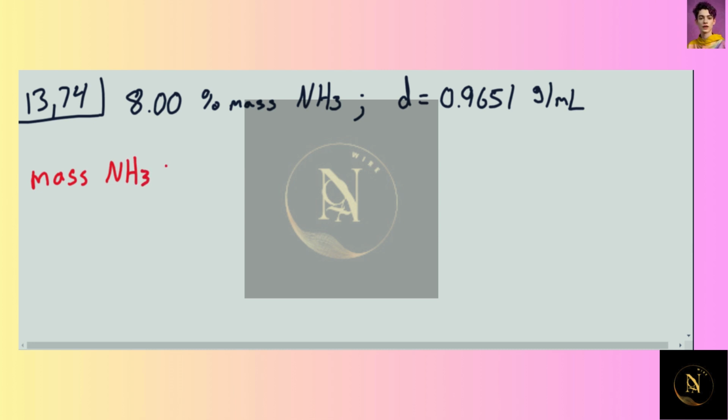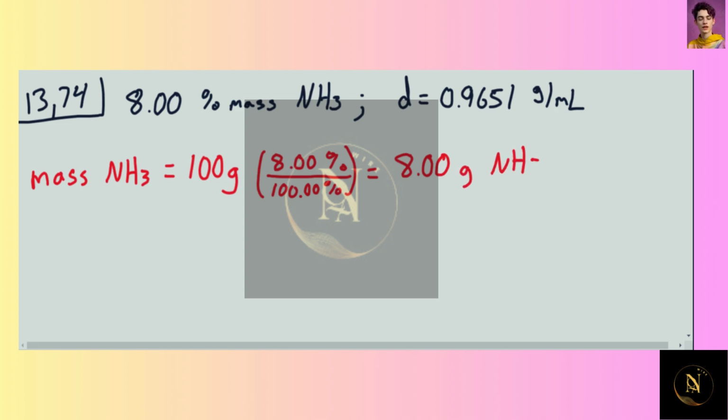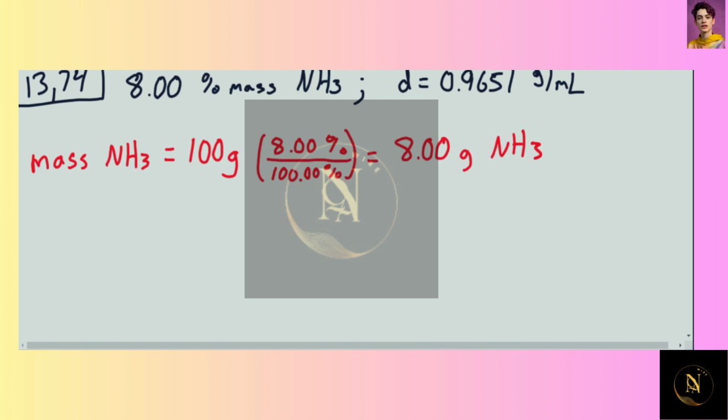So again, we can calculate this by multiplying the percentage times our total mass. So we'll select that to be 100 grams. And then we have 8% as mass of ammonia versus 100% for the total mass. And we do this and we get 8 grams of ammonia. So we need to do all our calculations with this value in mind.